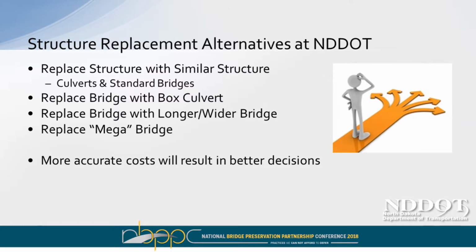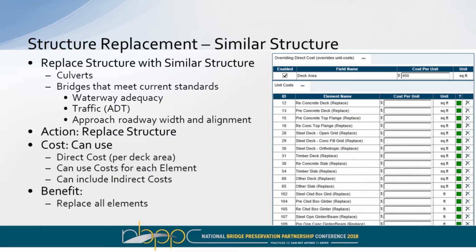And then we also have a term that you'll probably laugh at, but we call it replacing a mega bridge. Well, we probably don't have mega bridges in some of your minds, but we had to make a split somewhere, and that's a term that's been used in the department forever, so that's what we call it. But the more accurate we can get these costs, the better decisions we're able to make about all of this. So, our structural replacement, similar structure. If we replace a culvert, almost always we're going to model it as being replaced with a similar structure. Bridges that meet current standards. So the action would be replacing a structure.